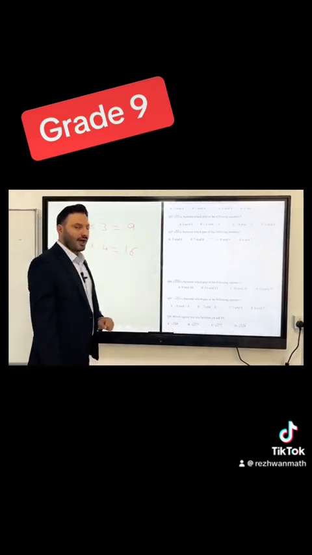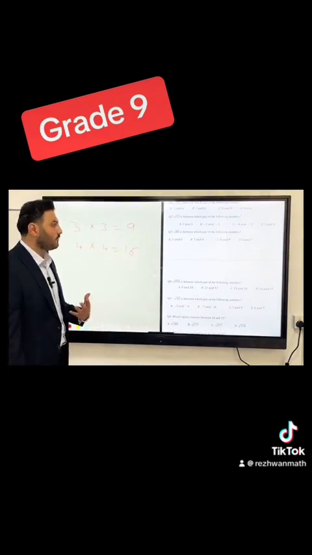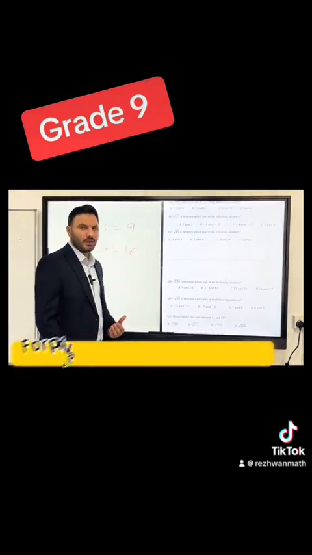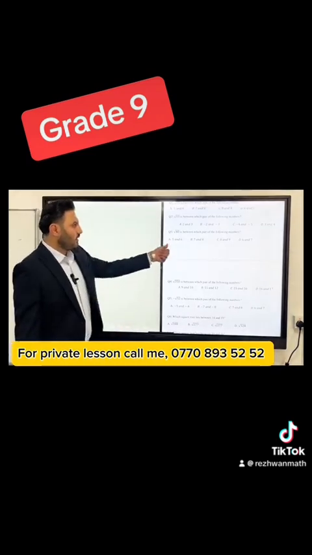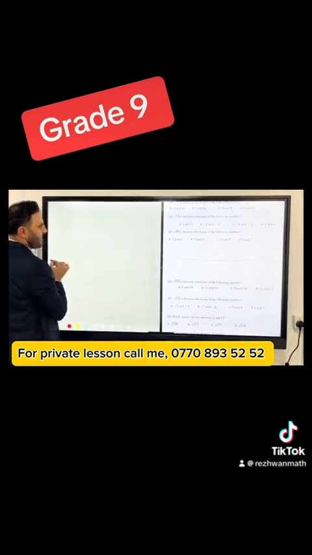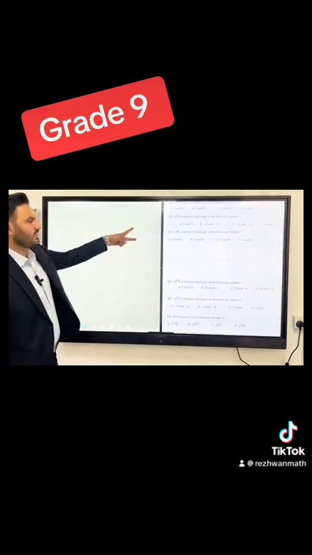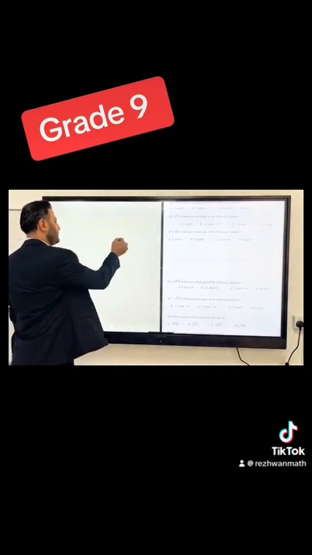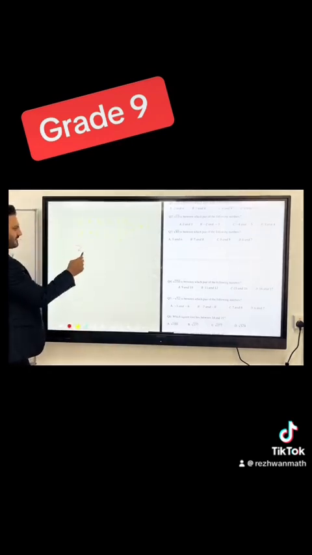Now, question 3. We have the square root of 40 is between which pair of the following numbers? Square root of 40, between which pair of the following numbers? Now, let me check. 5 times 5, we get 25. And 6 times 6 equals 36. Is 40 between 25 and 36? No, because 40 is greater than both of them. So it's not correct.